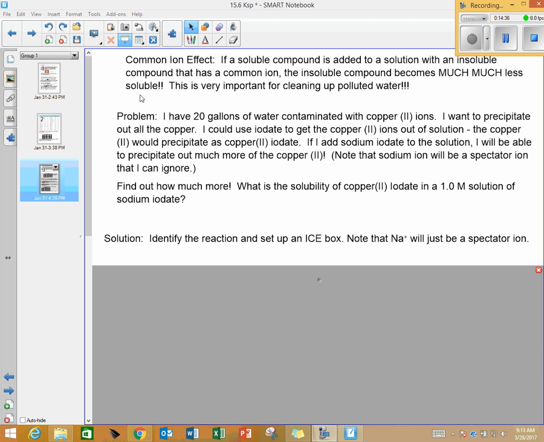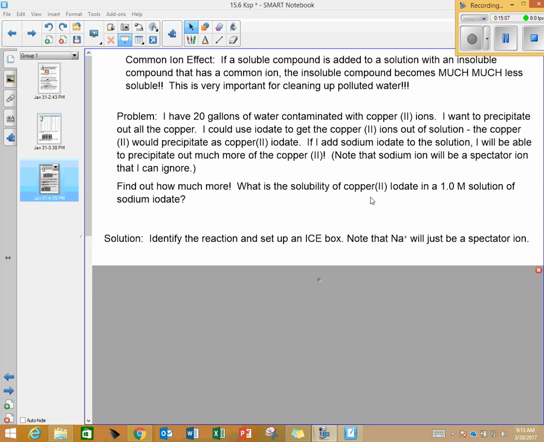All right, so here we go. We're going to do a copper 2 example. So you've got a lot of water contaminated with copper 2 ions. I want to get rid of all the copper. I could use iodate, and the copper would precipitate as copper 2 iodate. Now, I'm going to add sodium iodate, and I'll be able to precipitate out much more of the copper. So let's watch. The sodium ion is just a spectator ion.